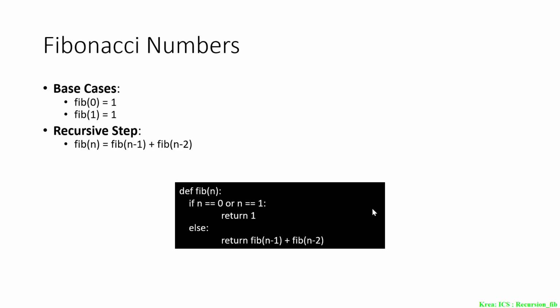Now let's consider the case of Fibonacci numbers. In the Fibonacci numbers, there are two base cases. Fibonacci of 0 and 1 are both defined to be 1. And the recursive step consists of computing Fibonacci of n minus 1 and adding it to Fibonacci of n minus 2 to get the value of Fibonacci of n. As you can see in the black box, this is how the Python program will look. And notice that each Fibonacci function calls two more Fibonacci functions on smaller inputs.